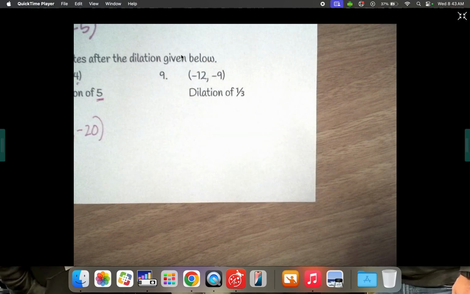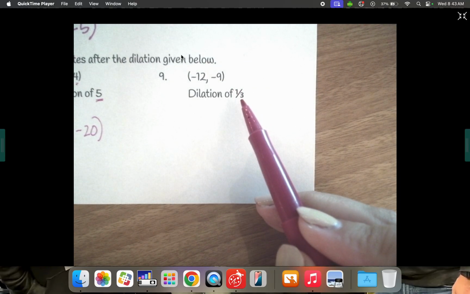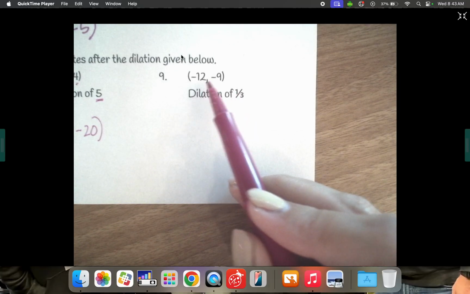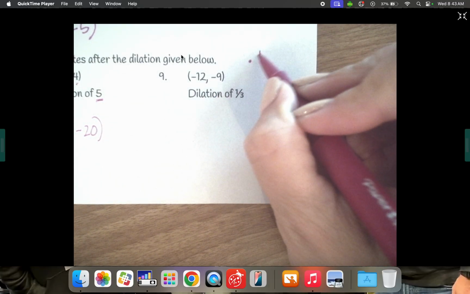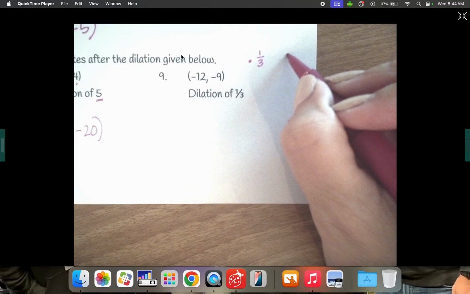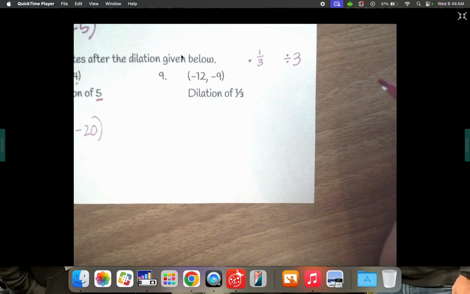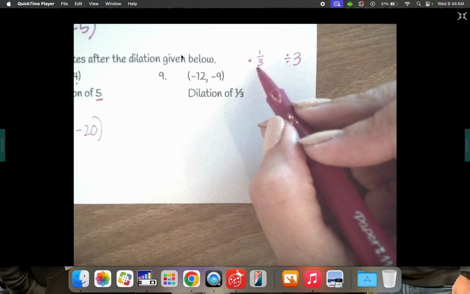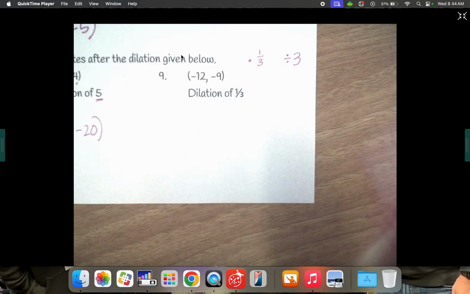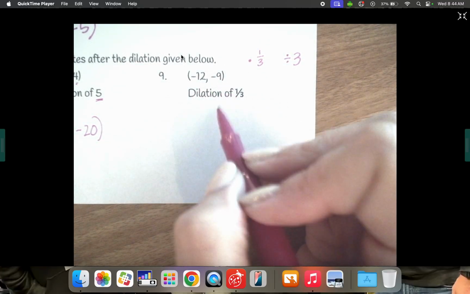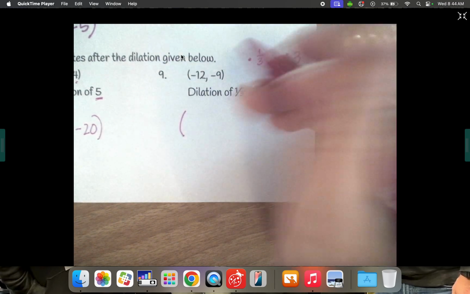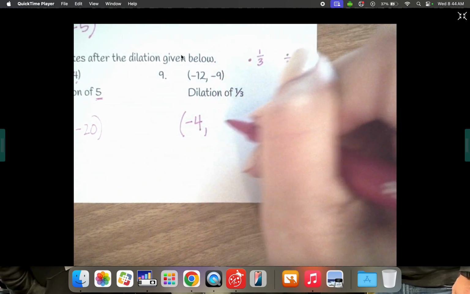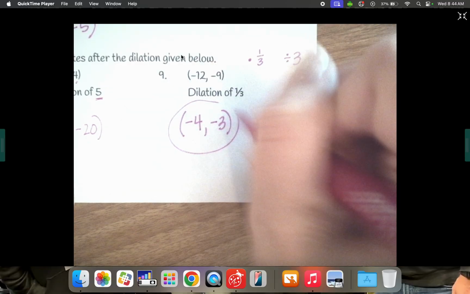Okay, number 9, dilation of 1/3. So again, you can multiply by 1/3, or that's the same thing. Multiplying by 1/3 is the same thing as dividing by 3. So you can do either one. When you're 1/3ing something, you can multiply by 1/3 or divide by 3. I think it's easier to divide by 3, so I'm going to just divide by 3, and that would be -4, -3. Okay. Turn it over.